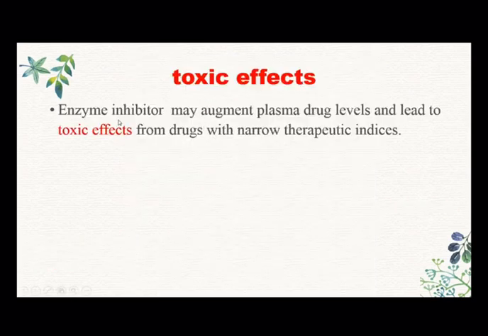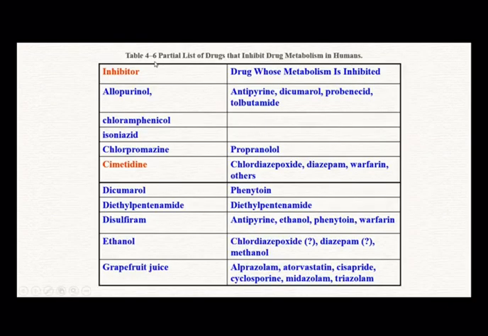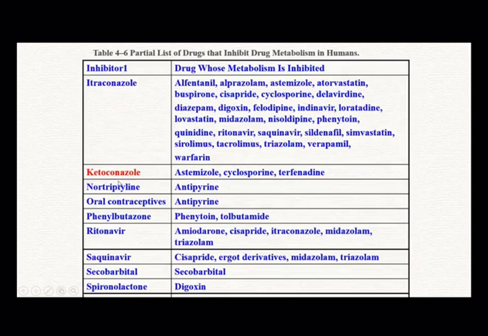Toxic effect. Enzyme inhibitors may raise plasma drug levels and lead to toxic effects from drugs with narrow therapeutic indices. Look at this table. It's a partial list of drugs that enhance drug metabolism in humans. Here is the inducer, and here is the drug whose metabolism is enhanced. The most common inducers we meet are carbamazepine, phenobarbital and other barbiturates, phenytoin, rifampin. Next is a partial list of drugs that inhibit drug metabolism in humans. Here is the inhibitor, and here is the drug whose metabolism is inhibited. The most common inhibitors we meet are cimetidine and cortisone.